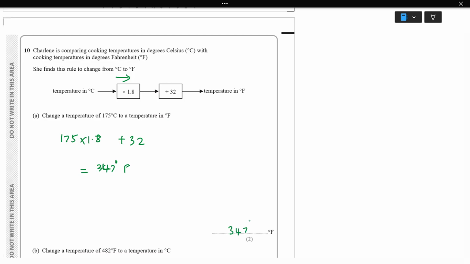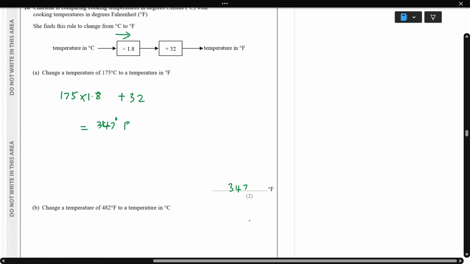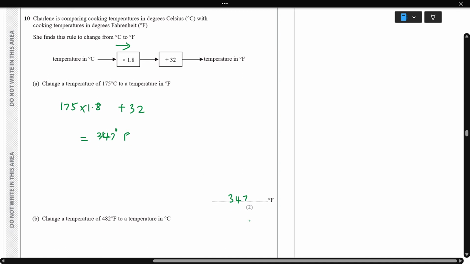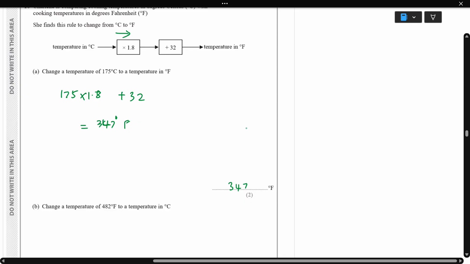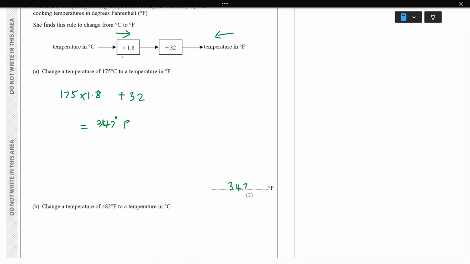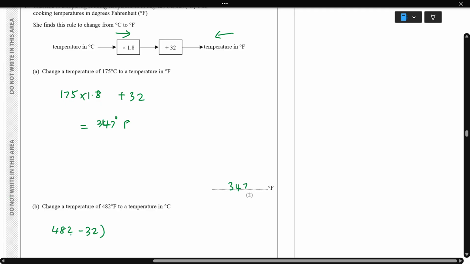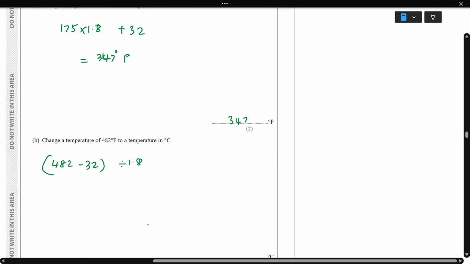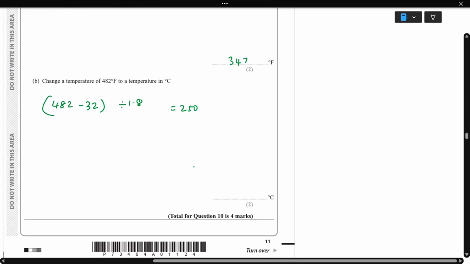347. Yeah, that's it. The next one, change the temperature 482 Fahrenheit to a temperature in Celsius. Fahrenheit to Celsius, we need to go this way. We need to take everything the opposite sign. So 482, first we need to subtract 32. So when you go right to left, we need to take opposite sign, -32. This answer, then we divide it by 1.8. When we calculate, we'll get 250 degrees Celsius. So the answer is going to be 250 here.